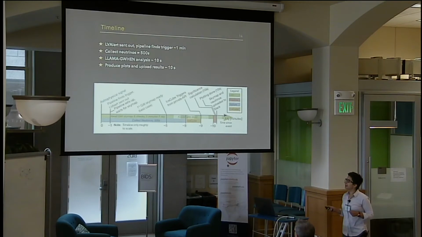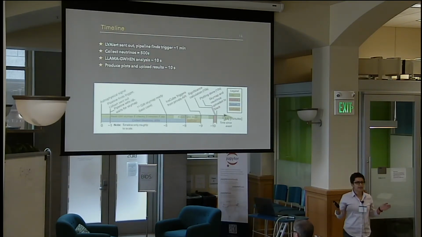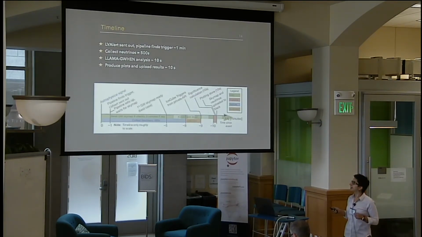This is the timeline of our pipeline. So we have to wait for 500 seconds because the way we have defined our search is in a time window of 1,000 seconds centered on the gravitational wave alert time. So definitely we have to wait 500 seconds to collect all of these IceCube neutrinos. And then the rest of the things is pretty fast. In less than a few seconds, actually, we can run the analysis and produce the plots and upload the results.